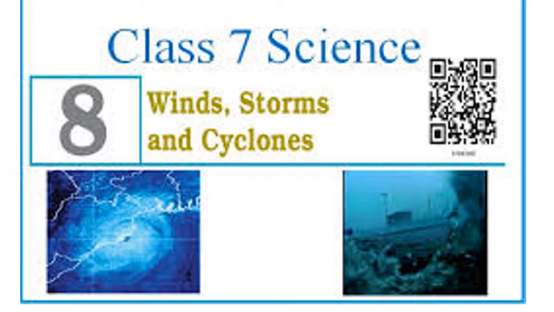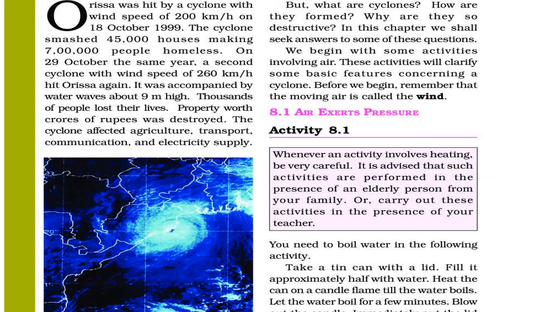So today in class 7 science we are going to start with chapter 8, winds, storms and cyclones. Today we will just introduce what are winds, what are storms and what are cyclones. So let us move further with today's class. You can see page number 80 of your textbook, right? The beginning of the chapter.